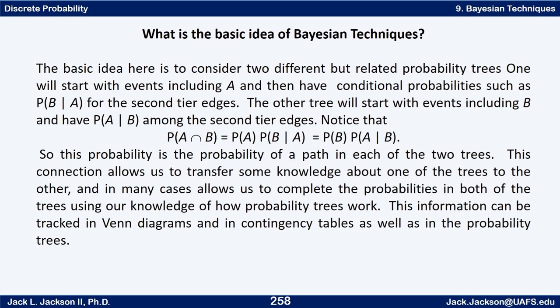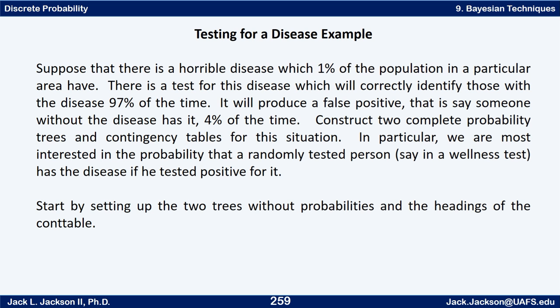It's the probability of a path in each of the trees, so it's going to be the probability at the end of the tree. So all those probabilities at the end will be the same in both trees, perhaps mixed up in a different order. And so this information can be tracked in contingency tables as well as the probability trees. And so this is what we're going to do. We're going to try to track this in both things, and some of the information, the joint probabilities, can be illustrated with the Venn diagrams as well. So let's take a look at this and see if we can make sense of this.